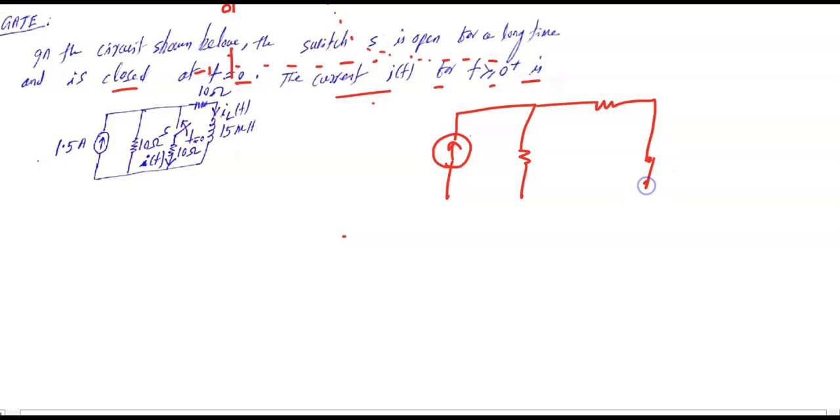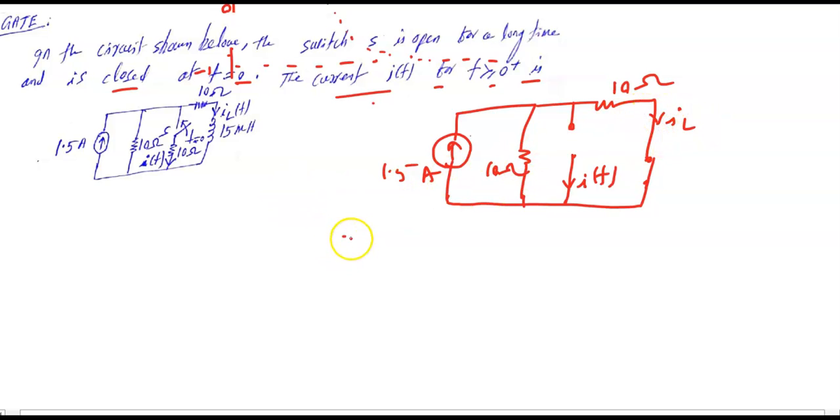Inductor will act as a short and switch here because it is open just before switching, right? And this is your I and T. This is your 10 ohm, this is 1.5 ampere, and this is your 10 ohm. Now find out this IL. So IL at 0 minus is equal to this much current.